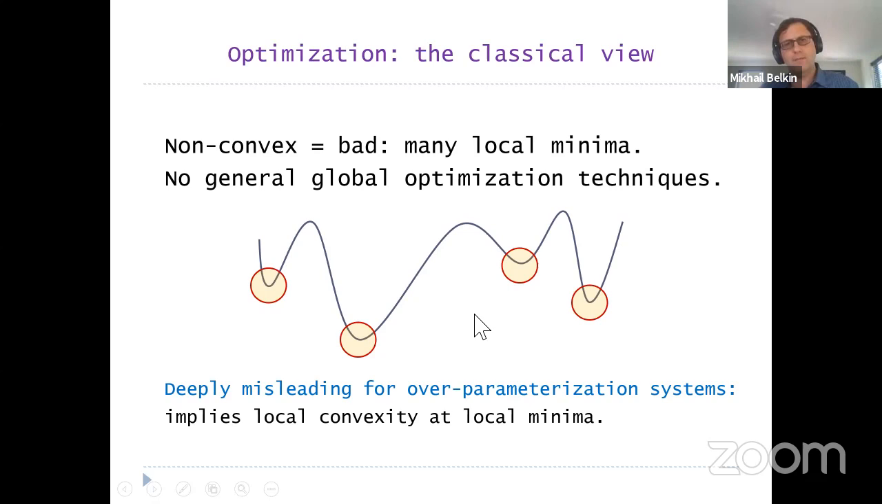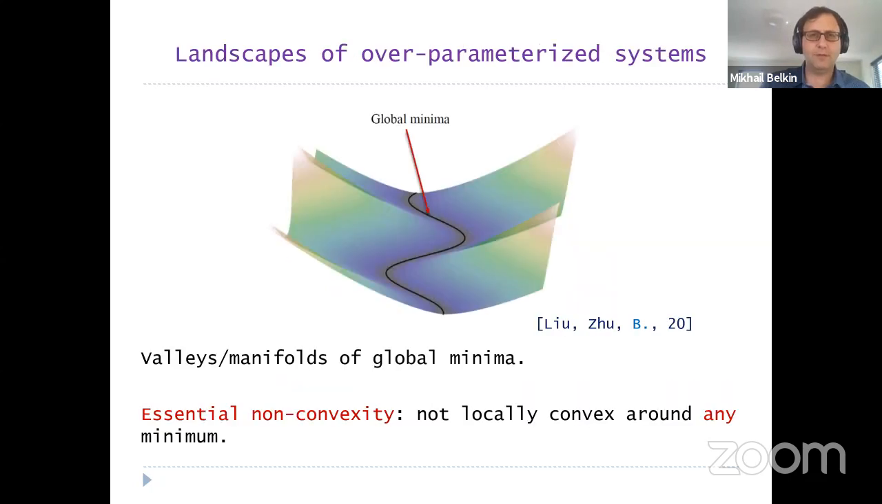You have a bunch of local minima and you don't know how to choose one. This picture is deeply misleading for over-parameterized systems because it implies local convexity at each minimum. And it also implies that somehow these minima are separate. The picture we should really think about is this one, from our work with Leo, Lim, and Joe, my students. This is the landscape. You have a family of global minima which form a band.